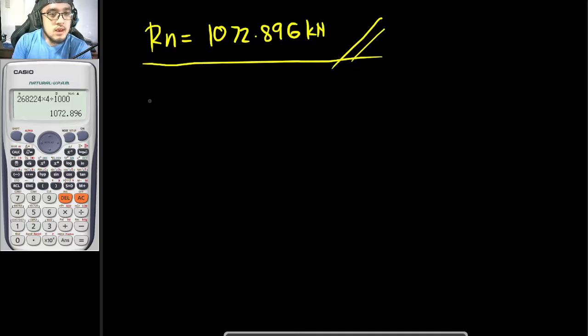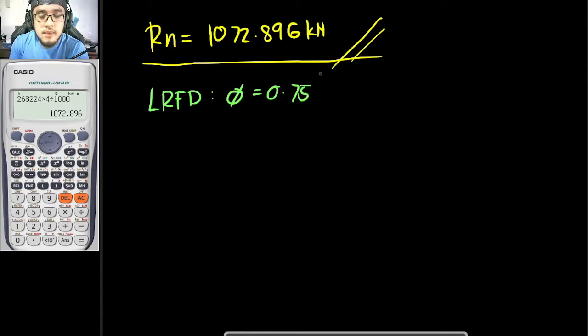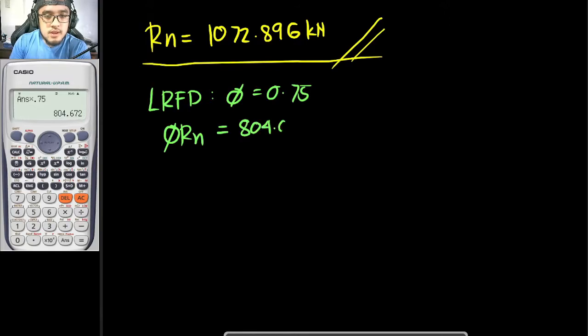So, for LRFD, our phi here is 0.75. Ito yung gagamitin natin for bearing ng bolts. So, our strength in LRFD is equal to phi Rn. And this is equal to, ano Rn natin? 1072.896. So, multiply natin siya ngayon ng 0.75. Our answer here is 804.67 kilonewton. So, this is for LRFD.